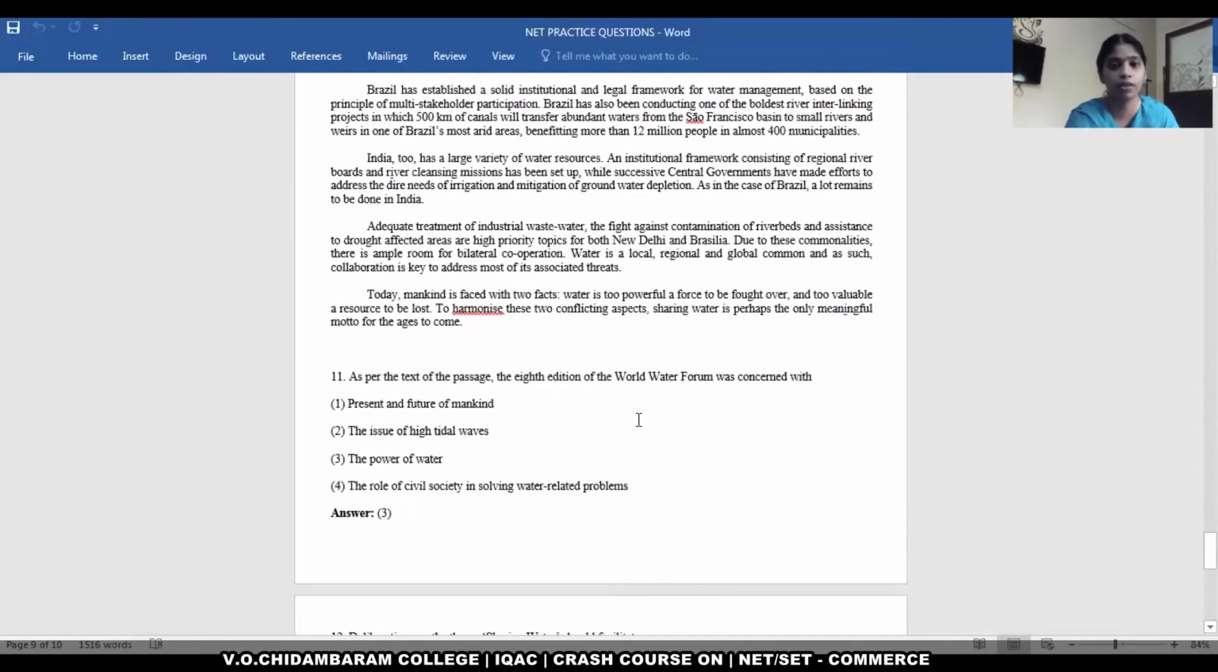So here the options are present and future of mankind. It is not about their future alone. The issue of high tidal waves? No. Power of water. The role of civil society. So the best option is the power of water. So they were discussing the present and future of mankind's use of power of water resources. So the third is the option.